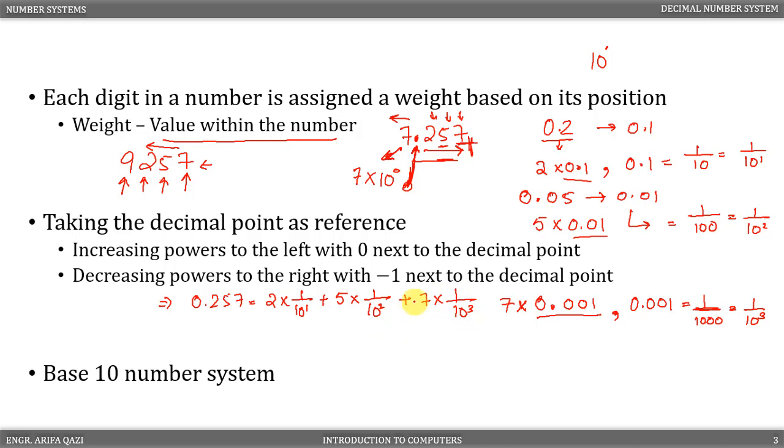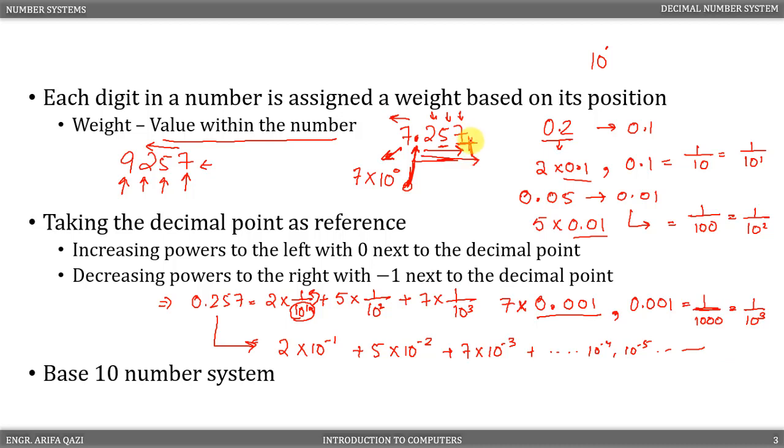Now, there's another mathematical concept that when we bring this particular term from the denominator to the numerator, we actually change the sign of this index. So 10 raised to 1 becomes 10 raised to minus 1, 10 raised to 2 becomes 10 raised to minus 2, and 10 raised to 3 becomes 10 raised to minus 3. So this whole term would actually become 2 times 10 raised to minus 1 plus 5 times 10 raised to minus 2 plus 7 times 10 raised to minus 3. And if we have more digits after this, we'll keep on increasing this, 10 raised to minus 4, 10 raised to minus 5, until we need it, until the last digit.